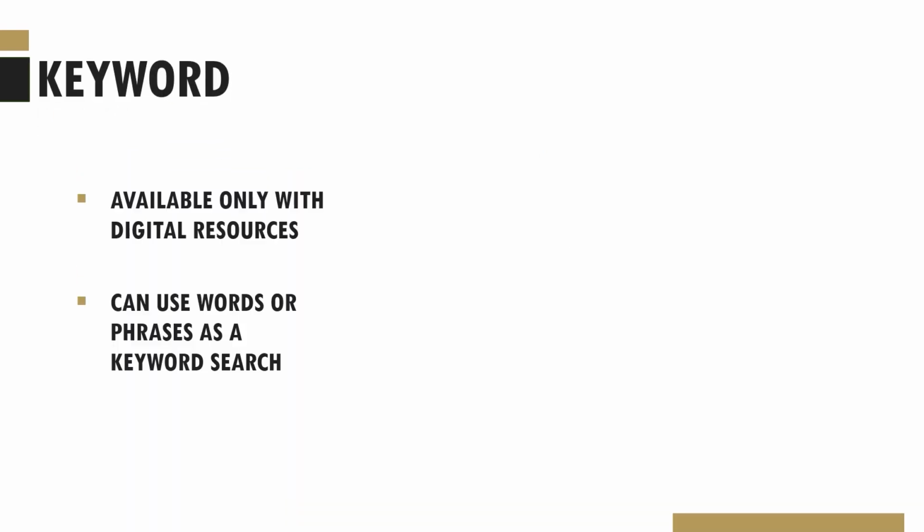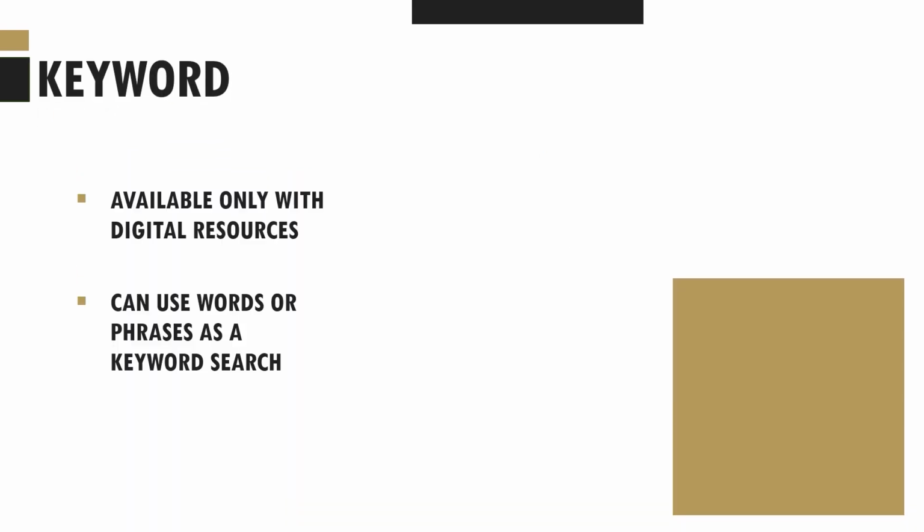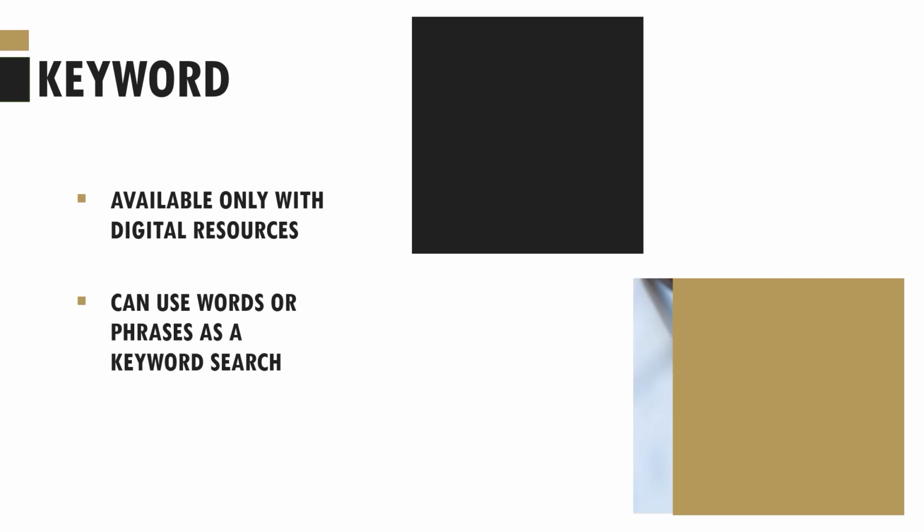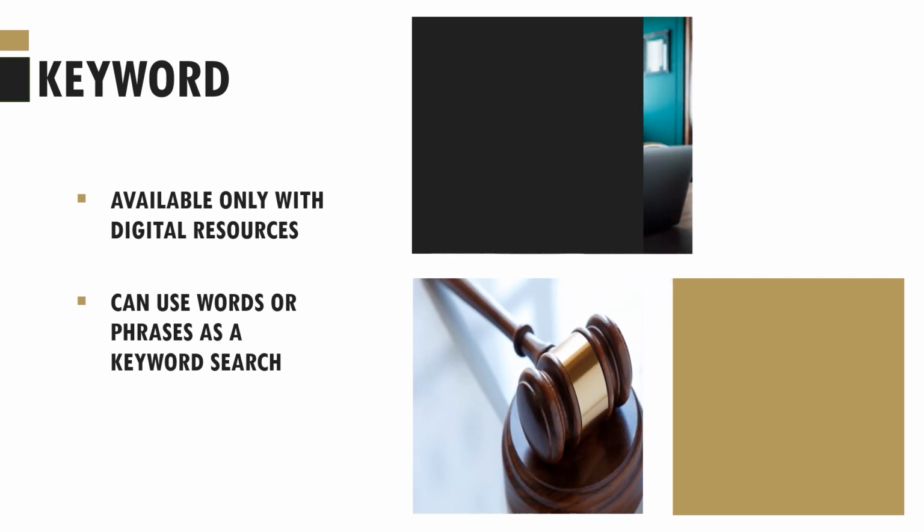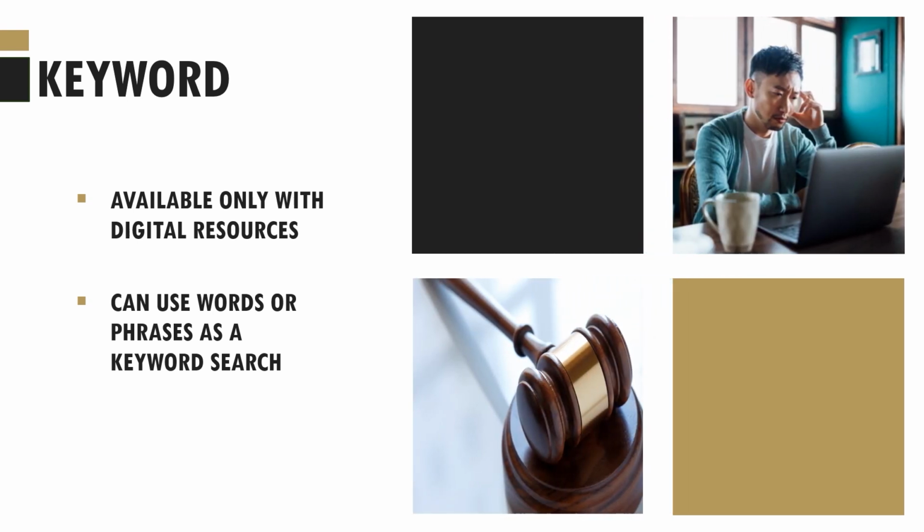The final approach is a keyword approach, and this is only available in electronic resources. This is used when searching the internet through a search engine like Google or using an online database, such as the different databases the library system provides. You can search a word or combination of words to find relevant sources. In a more sophisticated database like Westlaw, you can use keywords or phrases using plain English, and the computer turns this into a combination word search.